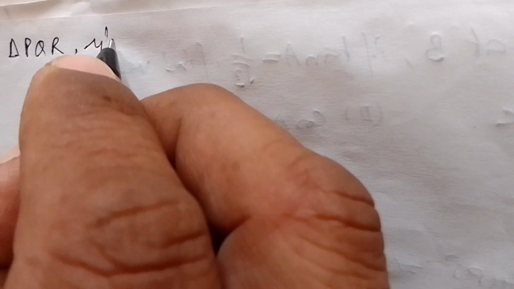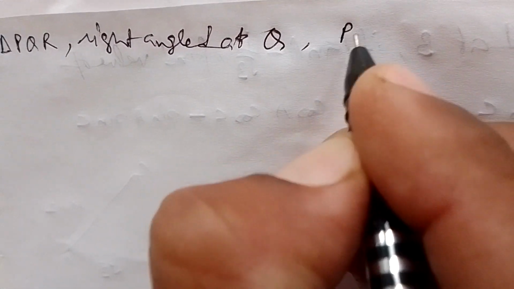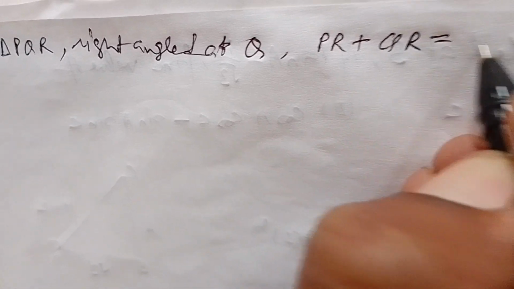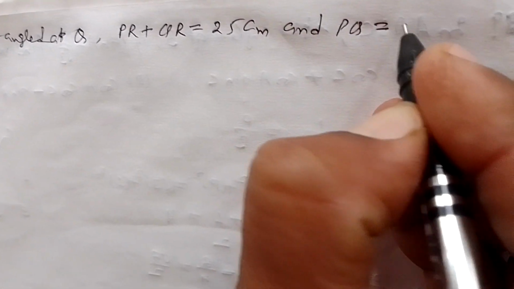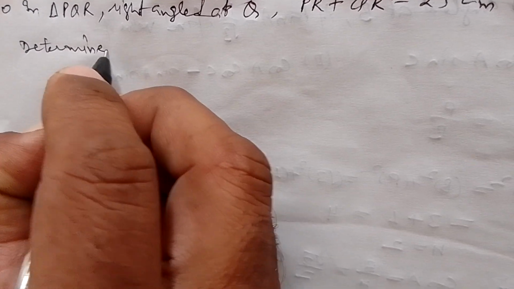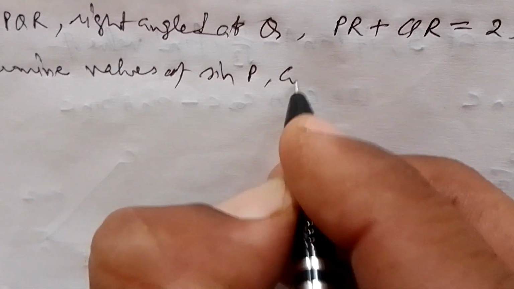Now question number 10 is, in triangle PQR, right angled at Q, PR plus QR is equal to 25 centimeter and PQ is equal to 5 centimeter, we have to determine the values of sin P, cos P and tangent P.